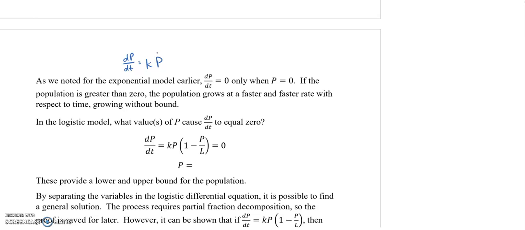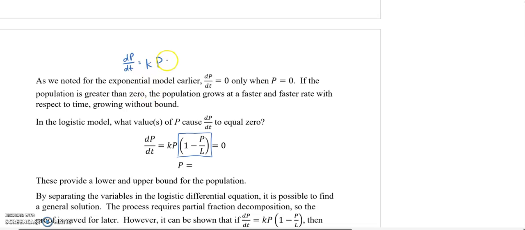This, of course, assumes that k is positive. If k is negative, then we have exponential decay. But we're assuming that we're gaining population in this problem. So remember, the big difference in the logistic differential equation is the addition of this new factor. We're multiplying by 1 minus p over L.